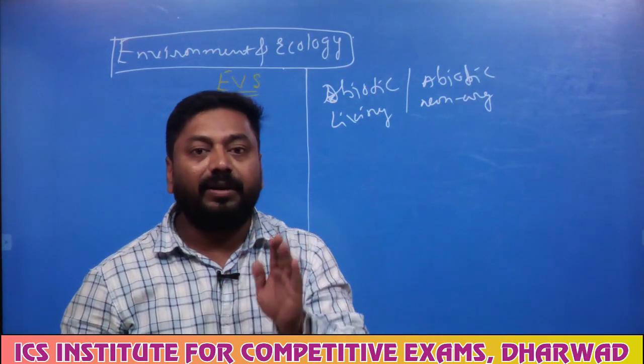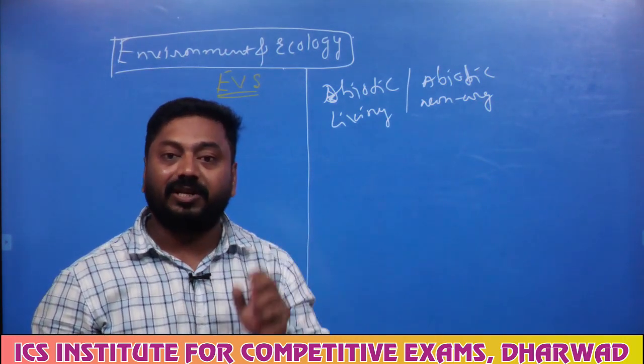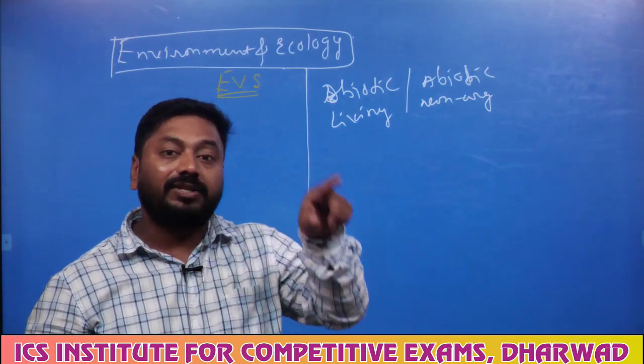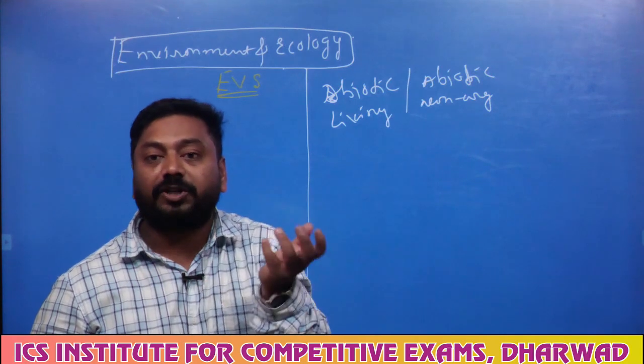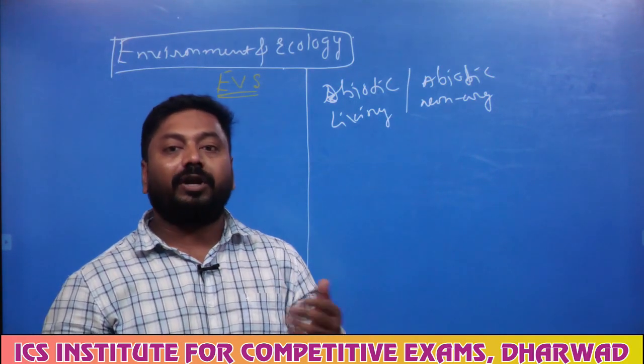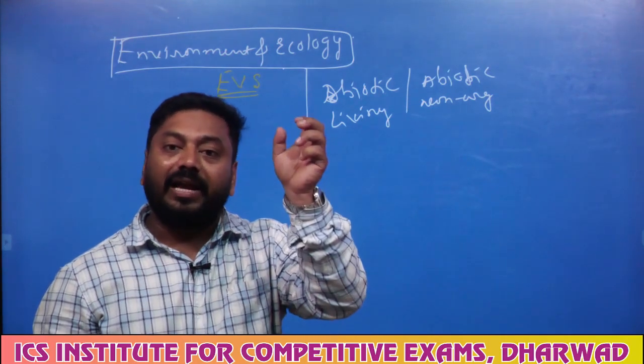I will take a simple example. If earthworms are not able to digest waste present in the soil, then the fertility of the soil is not going to increase. If there is no fertility of the soil, then there is no production of food, right? If there is no production of food, directly or indirectly it is going to affect the environment itself, right?